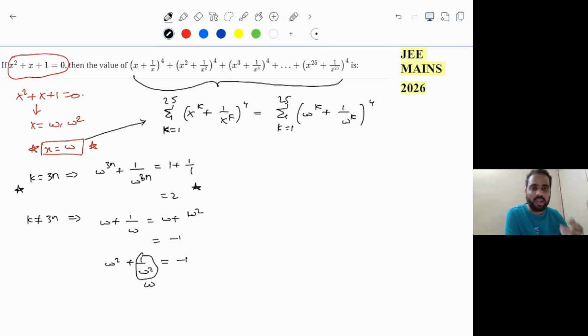So if you observe from k equals 1 to 25, you can count how many multiples of 3 are there, which will be exactly 8 in number. So I'm writing that directly. I hope you will calculate that. So multiples of 3 will be exactly 8 in number.